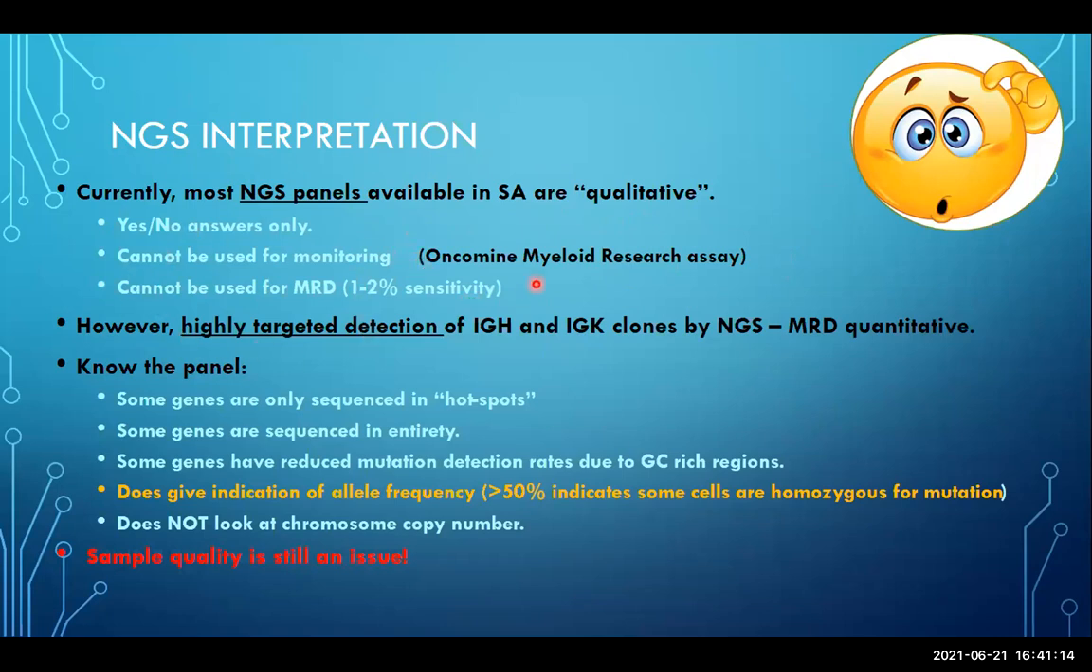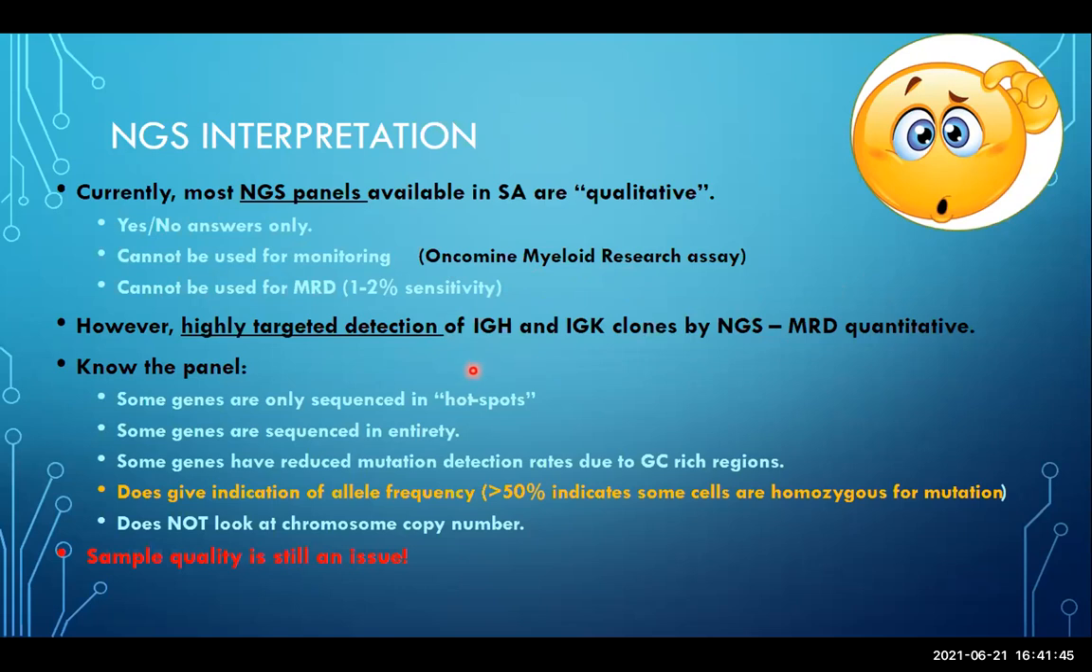And it can't be used for MRD because the sensitivity is normally in the range of about 1 to 2%, which is not sensitive enough. Minimal residual disease, basically, you want to be able to get down a couple of logs reduction. You do, however, get highly targeted detection of these B and T cell rearrangements by NGS, and those are quantitative. So when you start homing in on specific genes, then you can use NGS for MRD.